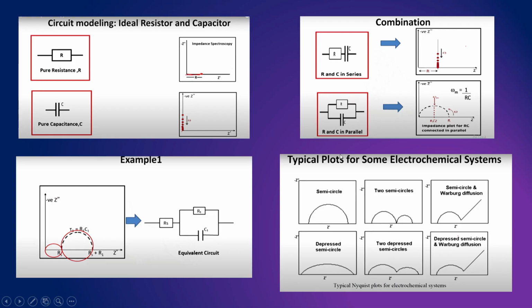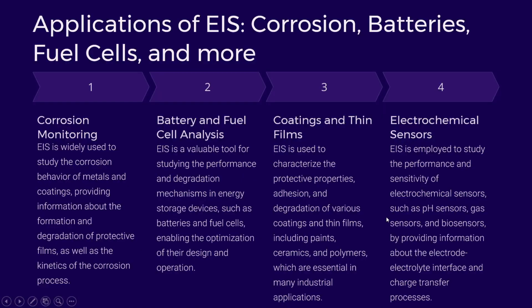So here are some common examples of Nyquist plots. It can be a semicircle, two semicircles, and Warburg diffusion. This line denotes the Warburg diffusion, that is for mass transfer. Now coming to the applications of EIS, it is generally used in corrosion, batteries, fuel cells, and many more. In corrosion monitoring, EIS is widely used in the study of corrosion behavior of metals and coatings, providing information about the formation and degradation of protective films, as well as the kinetics of the corrosion process.